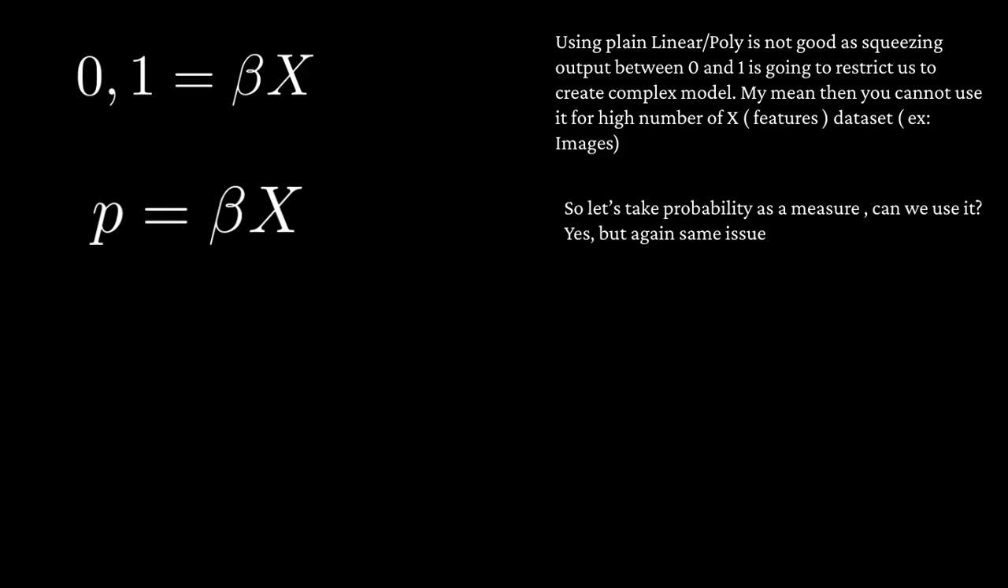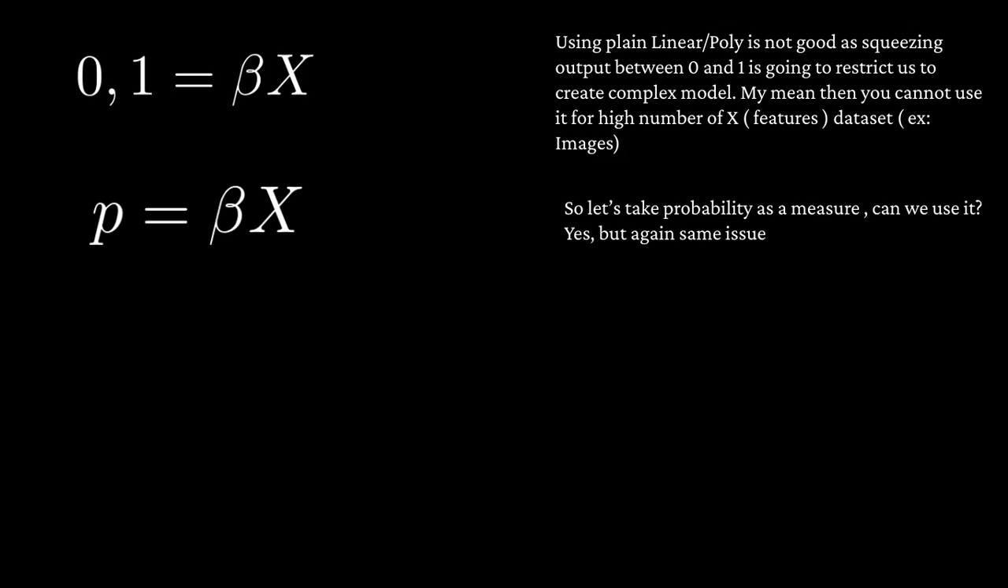So let's take probability as a measure. Can we use it? Yes, we can use it. We want our model to give us a probability rather than saying 0 or 1. We want to say that this particular x belongs to this particular class with this probability, or let's say this input image is 80% likely to belong to class 1, or 20% to class 0, right? So how can we do that? How can we say that beta and x is going to be a probability? Because probability is between 0 and 1, or 0 to 100 percent.